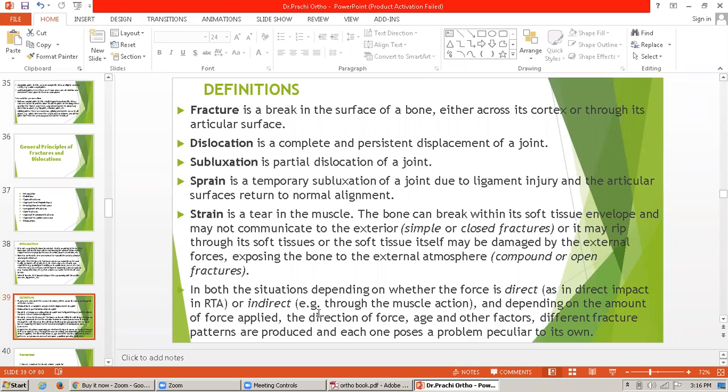So, in both situations, direct or indirect, different fracture patterns are produced depending upon the amount of force applied, the direction of the force, the age and other factors, and each one possesses a problem peculiar to its own. A severe RTA, the road traffic accident, may lead to closed fractures when the bone is not exposed externally, but when the force is hard and very strong, it damages the bone with exposure to the external atmosphere, and then it leads to open fractures also.